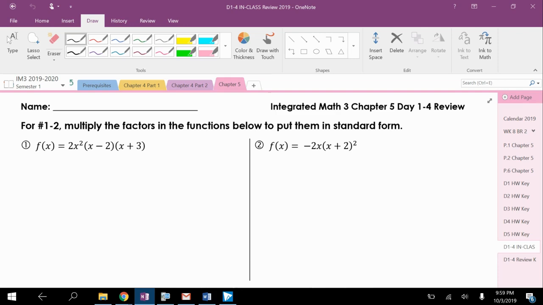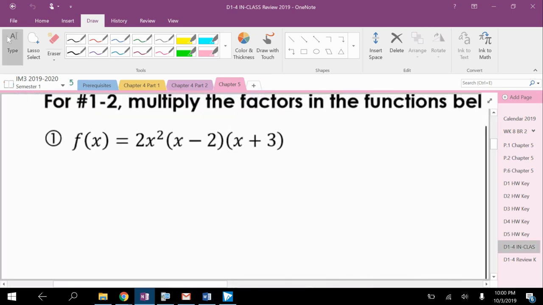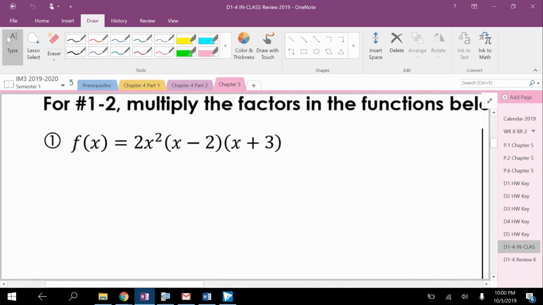Okay, so this is the days 1 through 4 review. This is everything that we've learned this week for this chapter, and I think this is a great overview of what's to come next week on your test. So let's go ahead and get started. When you are done, you can check your work with the sub and go ahead and get the review for you to try.